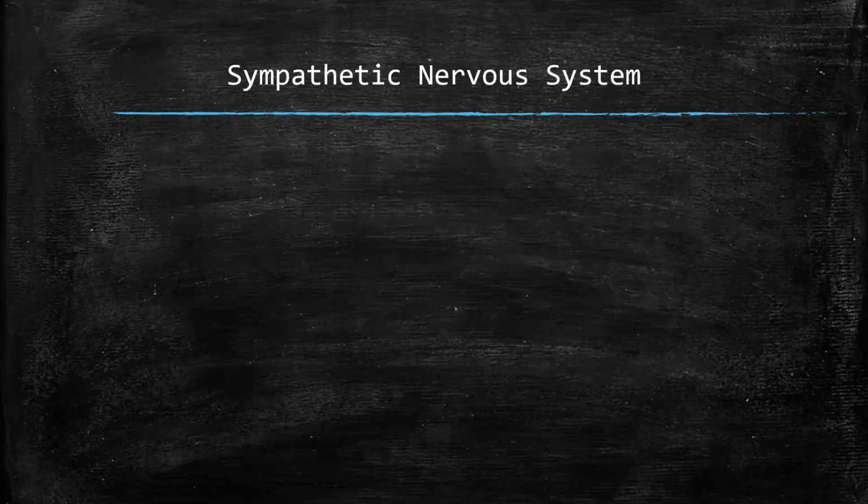All right, so that's the quick rundown of the important pituitary gland hormones that are important in taking care of injured patients. Let's talk a little bit about the sympathetic nervous system.